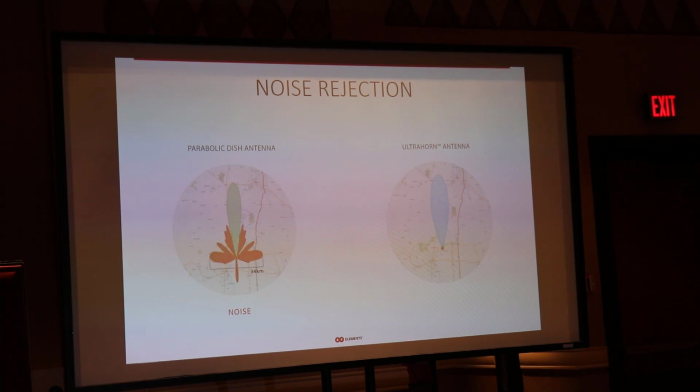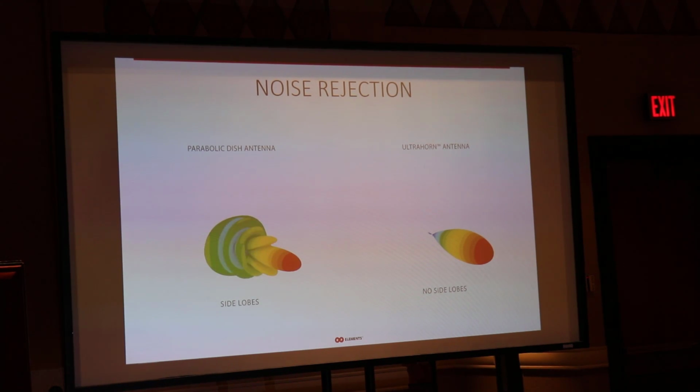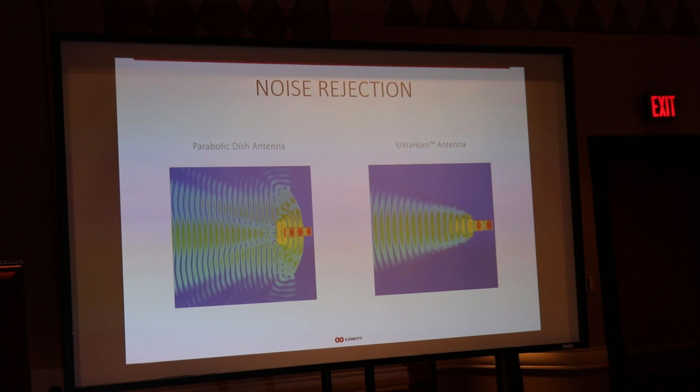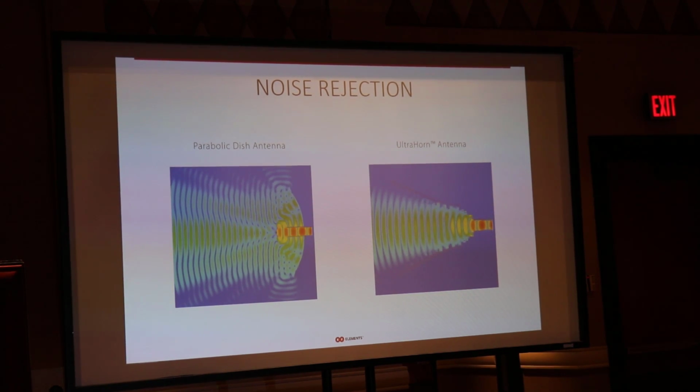So again, let's talk just a little bit about the noise isolation difference. If we really compare a horn-based point-to-point antenna to a parabolic dish antenna, there's absolutely no comparison in the noise isolation that you get from having zero side lobes. So it's a really great improvement.